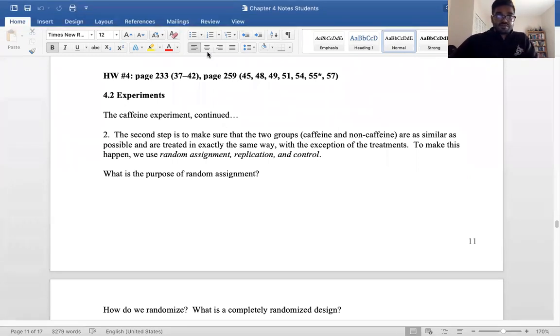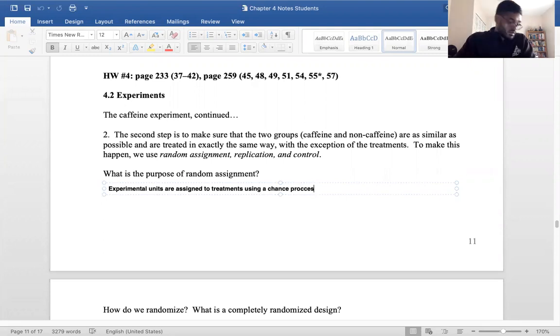And so what is the purpose of random assignment? It is that experimental units are assigned to treatments using a chance process. And the reason why we do this is that it helps control bias. Okay, you create groups that are similar to one another.